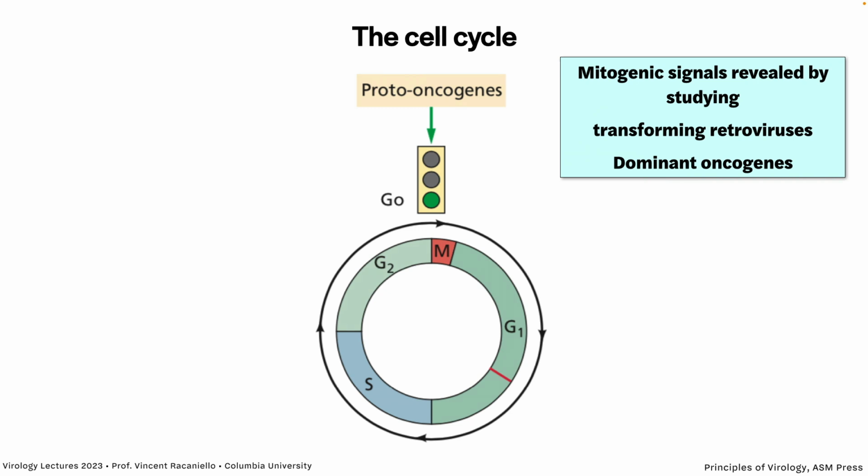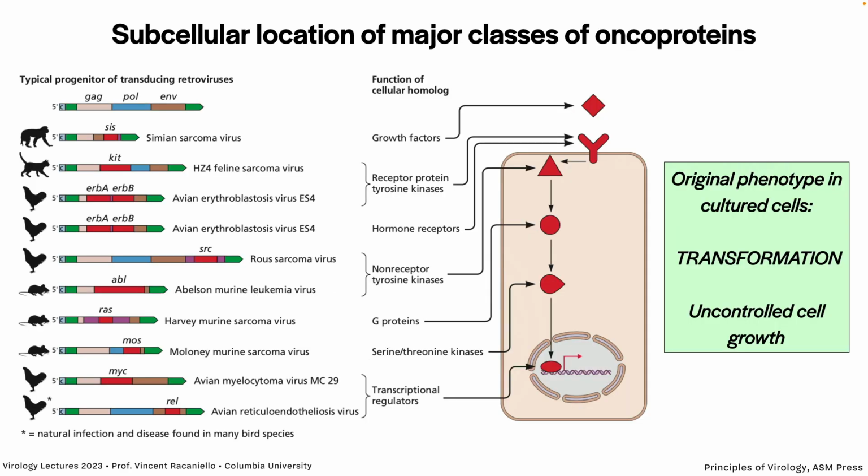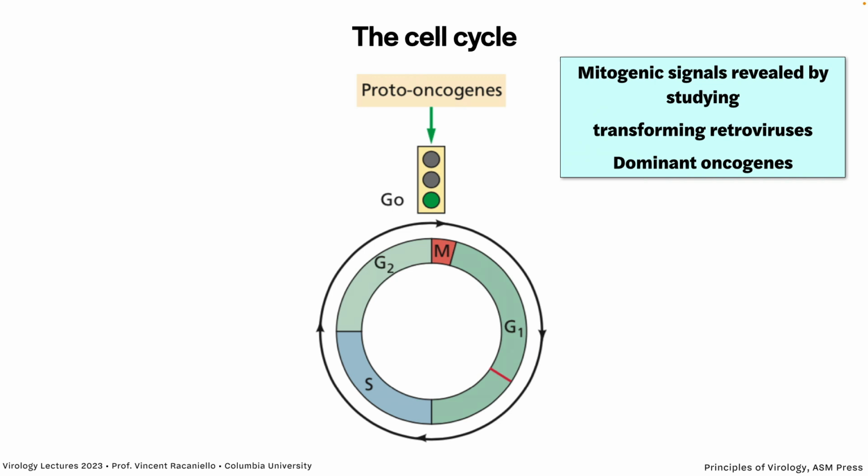So again, here is the cell cycle. There is a go signal at the top, which is encoded in these proteins that I've just shown you, whose genes have been picked up by transforming retroviruses. They are mitogenic signals because remember, when we add growth factors to cells, they bind receptors and get the cell eventually to divide, and that's the go signal up here. And all of the components of that go signal were identified by studying these transforming retroviruses. We call them dominant oncogenes. You just need to put one copy in a cell, and it will start to divide forever.